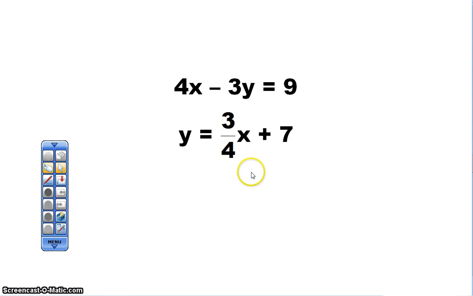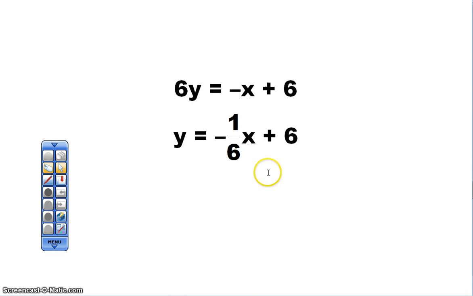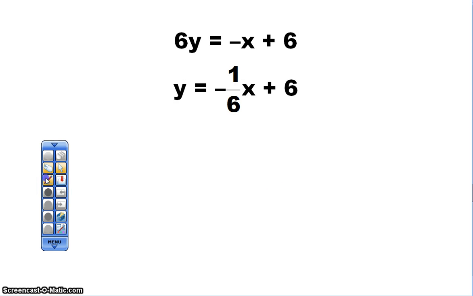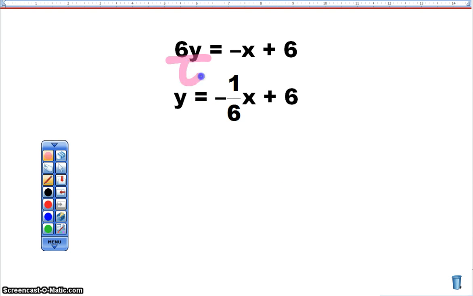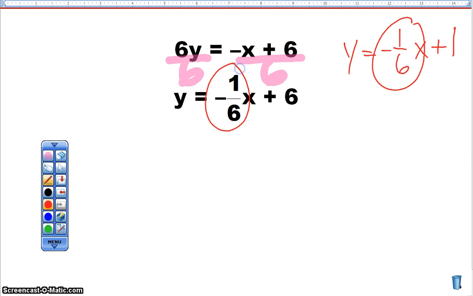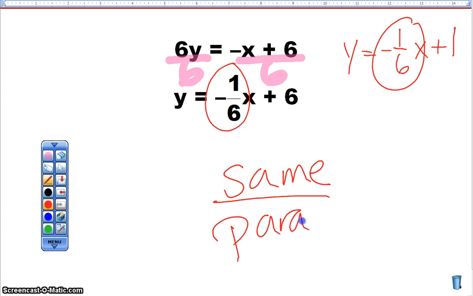All right, the next one here, how about 6y equals negative x plus 6, not in slope-intercept form, but I can quickly get it there. Divide everything through by 6, and that's going to be negative 1/6x plus 1. Check out my slopes. They're both negative 1/6, so my answer is going to be the same. And since the slopes are the same, they are parallel lines.